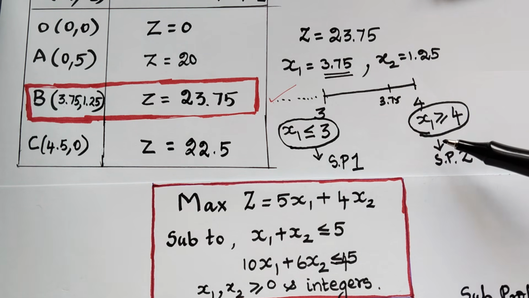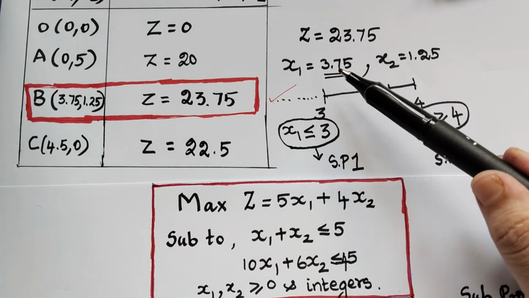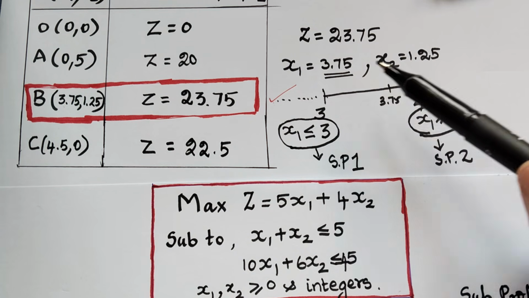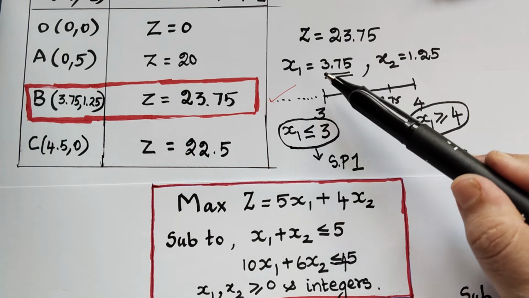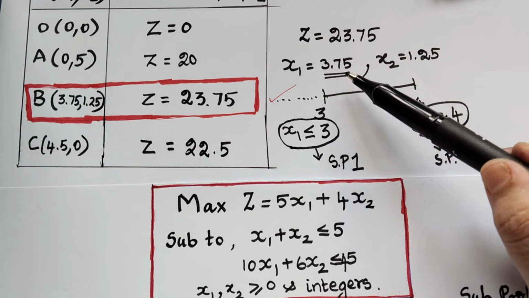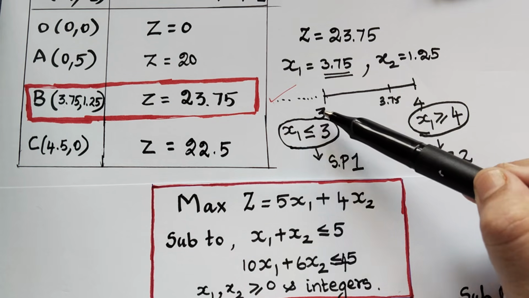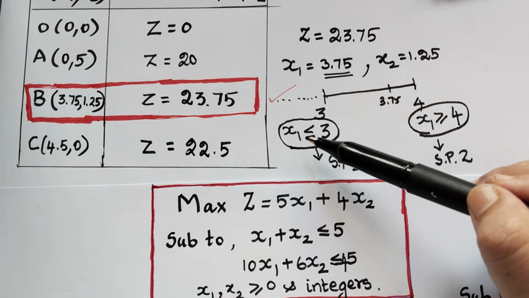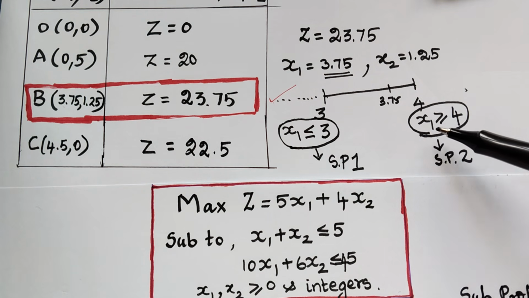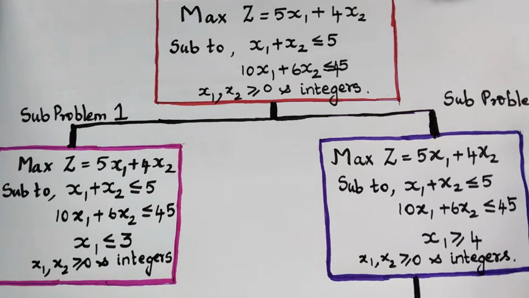And how did we get these values? By eliminating the in-between values. We found the x1 and x2 values, out of that we chose the maximum, and we found the integral values with the lowest integral value and the highest integral value of this 3.75. Eliminating this portion, we chose values less than or equal to 3 and took it as one constraint, and we chose values greater than or equal to 4 and took it as another constraint. And so we have obtained subproblem 1 and subproblem 2.